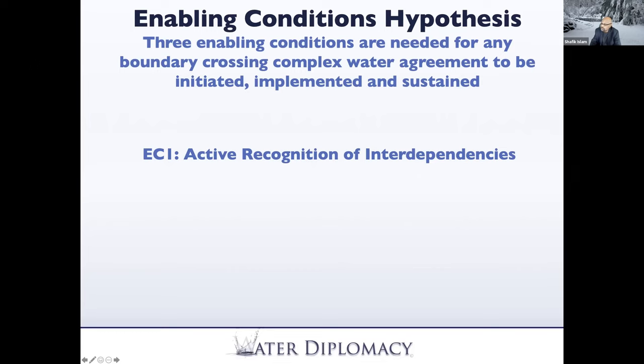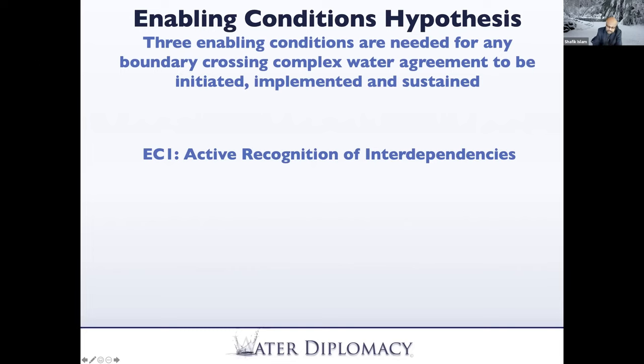Then I say, yeah, look, at that time they did not recognize. Jordan did not recognize that Israel is important or vice versa. As a result, it took a long time. In 1994, they came and signed a peace treaty. Part of that was a water treaty too. So if you just think about those two cases, between the Indus and Jordan, then you'd get some clue really what this enabling condition one means.